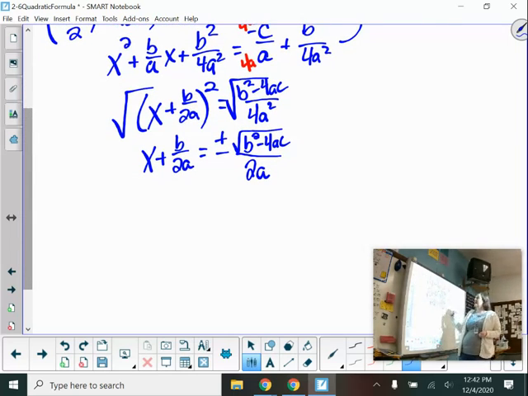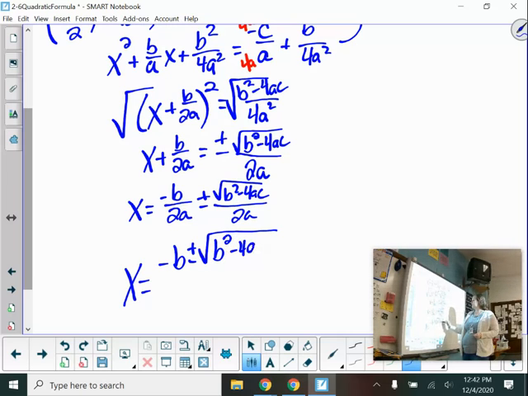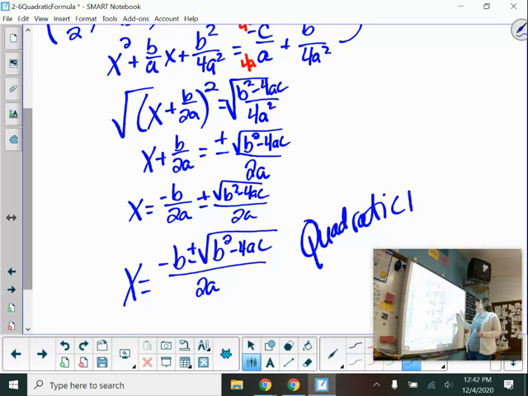So then I would subtract the b over 2a from both sides. So we have negative b over 2a plus or minus the square root of b squared minus 4ac all over 2a. Well, both of those fractions have the same denominator. So I can write this as negative b plus or minus the square root of b squared minus 4ac all over 2a, because both of them have the same denominator. We can combine the top, and this is the quadratic formula. So that is the quadratic formula.